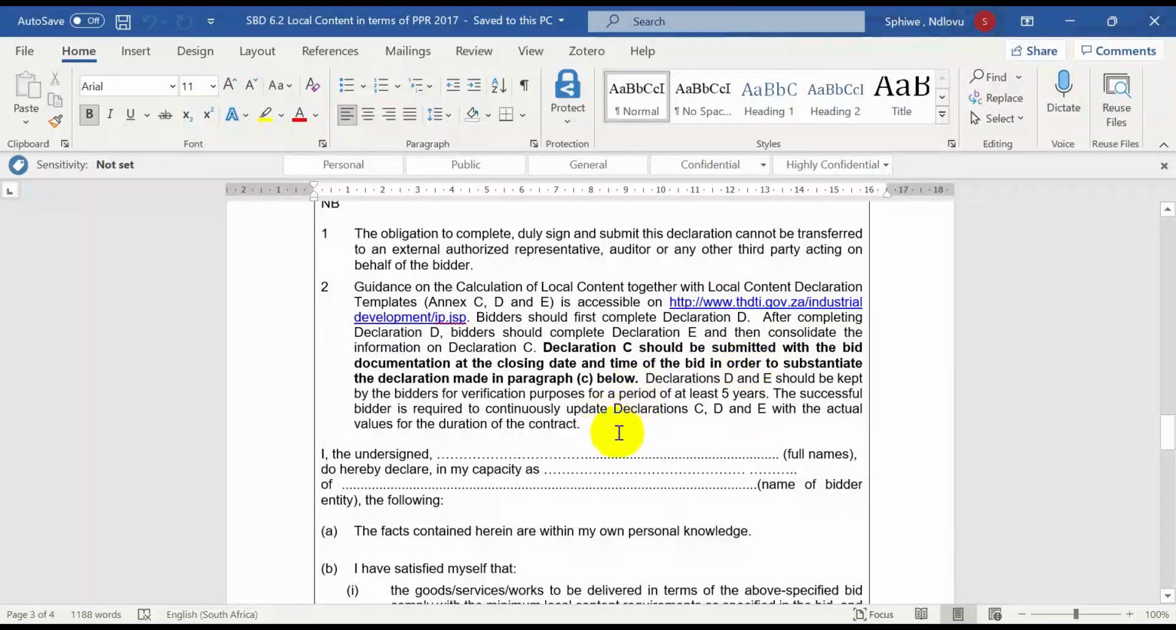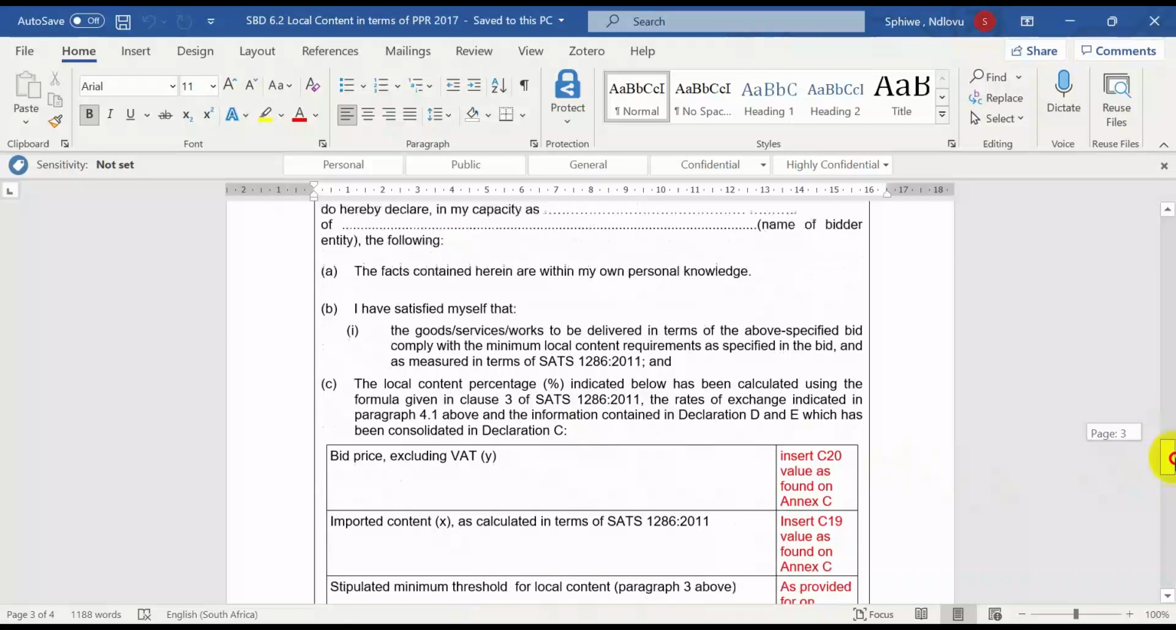I know in many companies, you'll find that you've got your junior staff who are actually knowledgeable about these tender documents, who will complete the documents on behalf of the company. However, when it comes to signing this document, it must be signed by somebody with the decision-making power. So, I, the undersigned, you put your name. For example, I will say I, the undersigned, Spiwe Ndlovu, do hereby declare in my capacity as the CEO of Ndlovu Pty Limited. So here is the name of the company, here is your designation, here is the name of the director or the CEO or whoever is signing on behalf of the company.